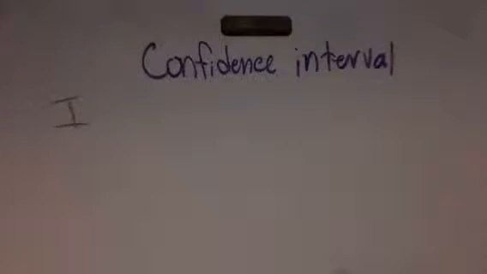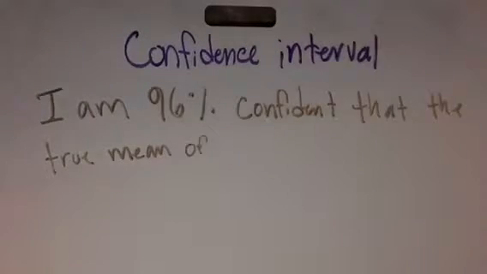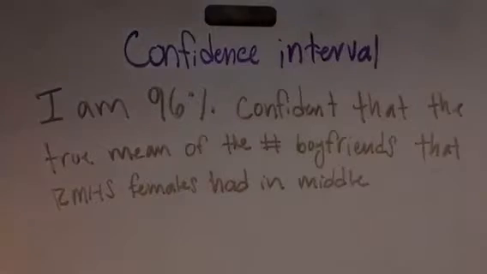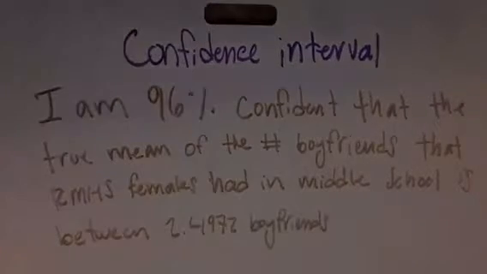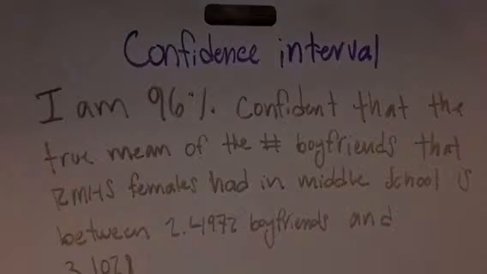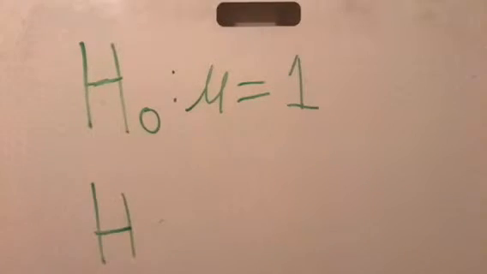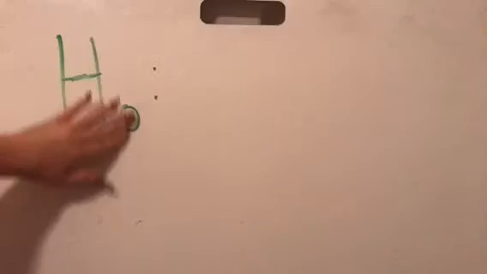3.1028. We then write our sentence, which is, I am 96% confident that the true mean number of boyfriends that female RMHS students have had in middle school is between 2.4972 and 3.1028 boyfriends. We now can move on to our hypothesis test. So our null is mu is equal to 1, and our alternative is mu is greater than 1.